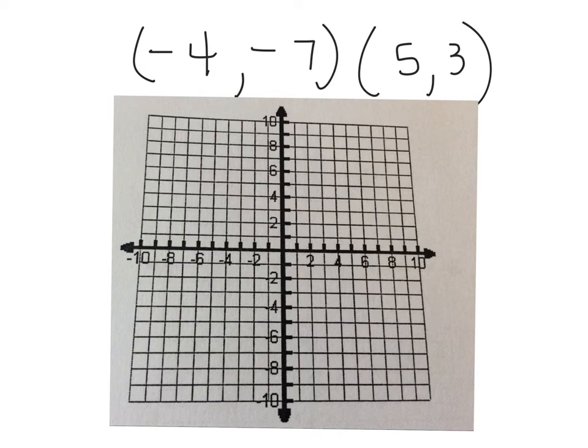Okay, I'm going to go through the problem. So I'm going to plot negative 4, 7. I'm going to go left 4, and I'm going to go down to 7. And then I'm going to go to 5, 3. So I'm going to go right 5 and 3 up from the origin.